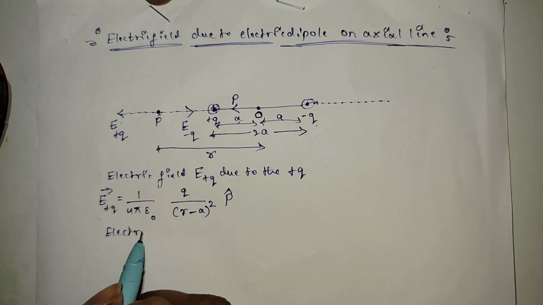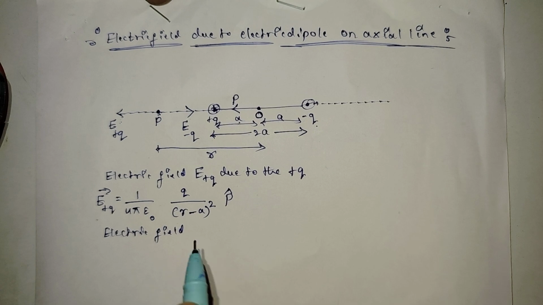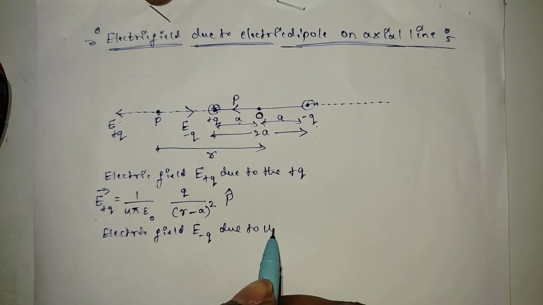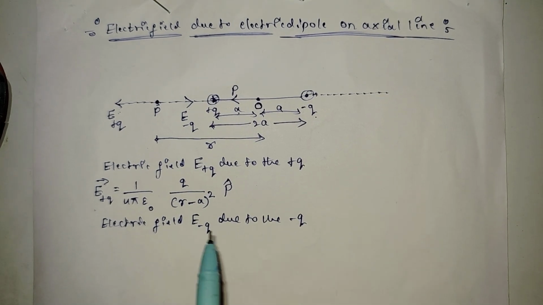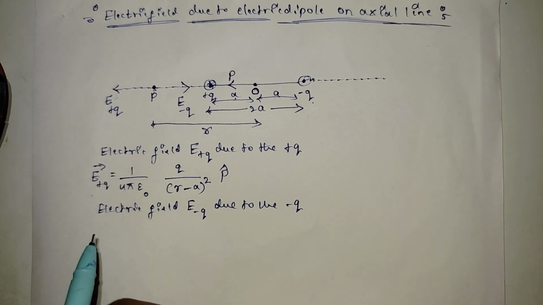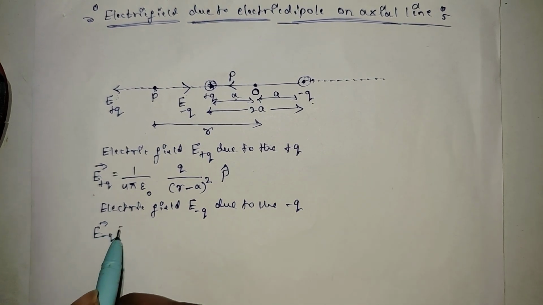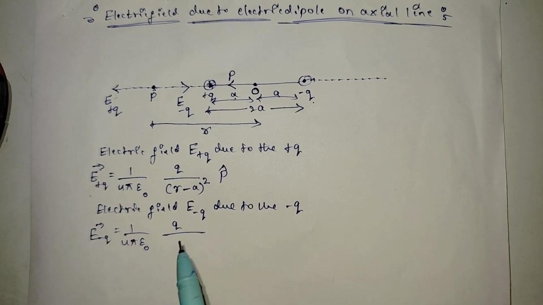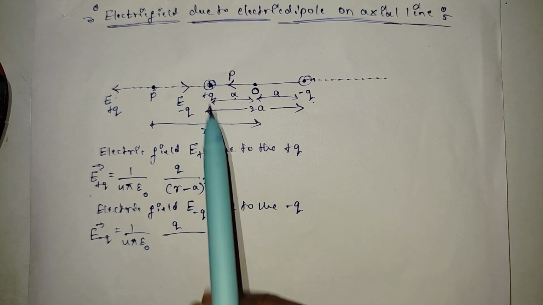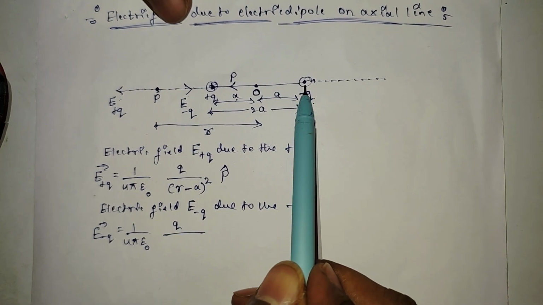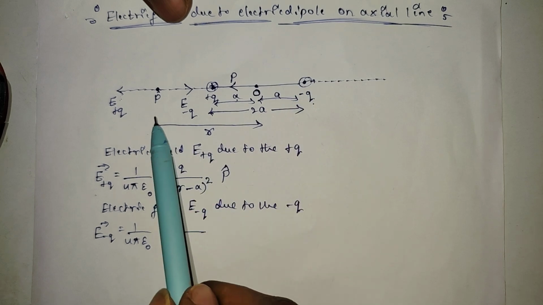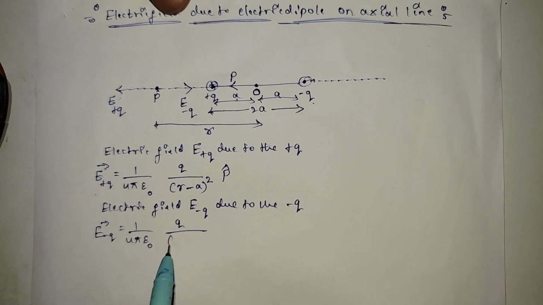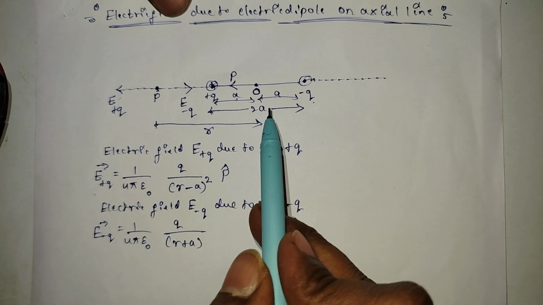Next, the electric field created by the negative charge. So E minus Q equals 1 divided by 4 pi epsilon naught, Q divided by the distance from P to the negative charge. Here we have to add, r plus a. Now we consider the r plus a distance.